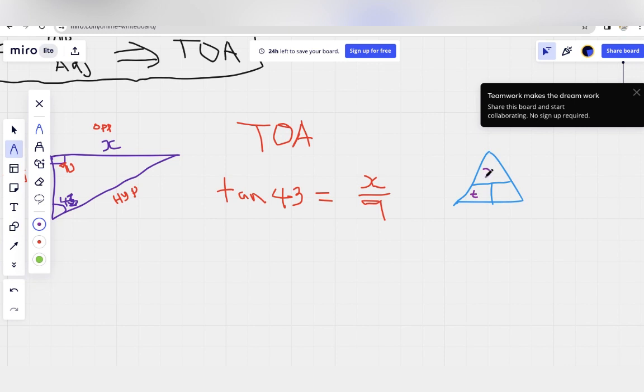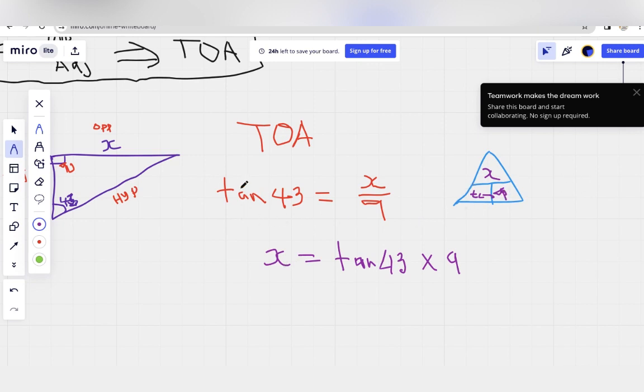And here is x. Here is 9. So since you are looking for x, meaning you multiply these two, 9 and the tan. So x is equal to tan 43 multiplied by 9. Okay? So it means x is tan 43 multiplied by 9.